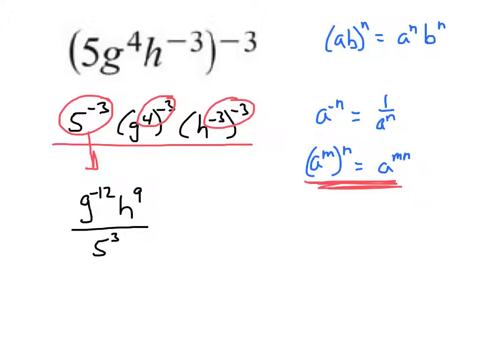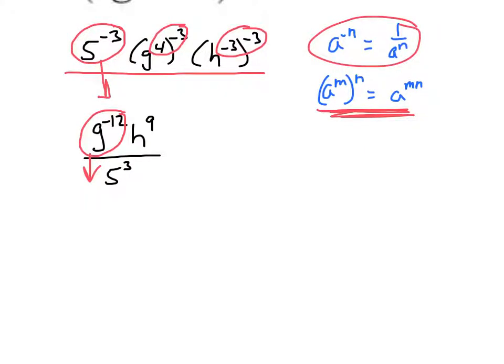Well, we're not quite done yet. I have to use this rule a second time because now g to the negative 12th power wants to move. And so I have h to the 9th power over, quick question, what is 5 to the 3rd power? 125. So this is going to be 125 g to the 12th power.